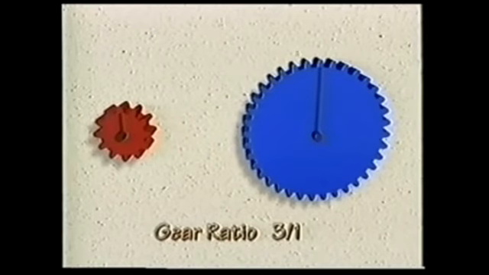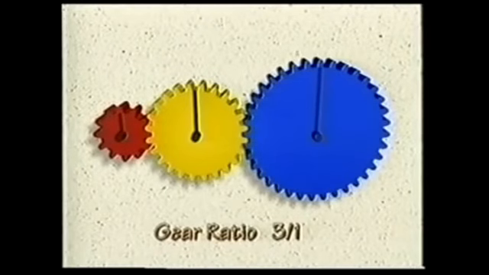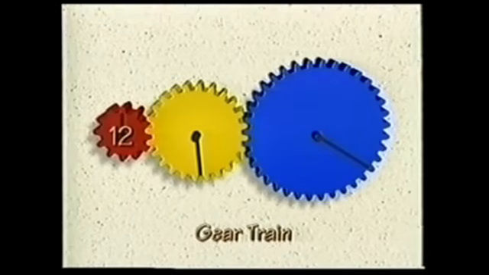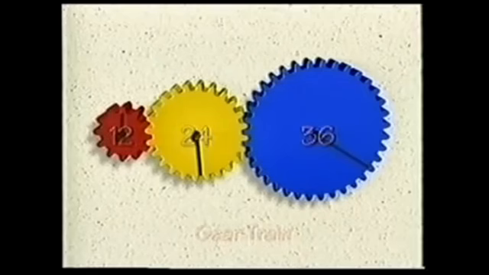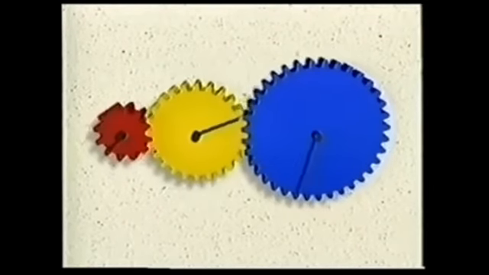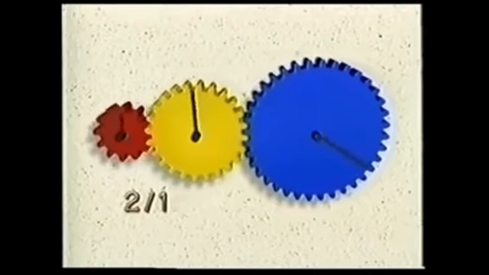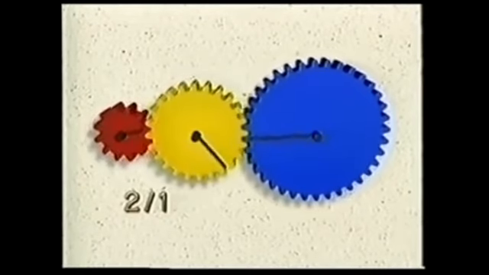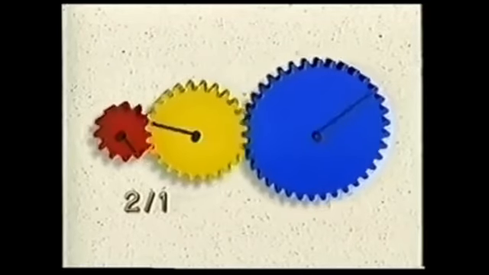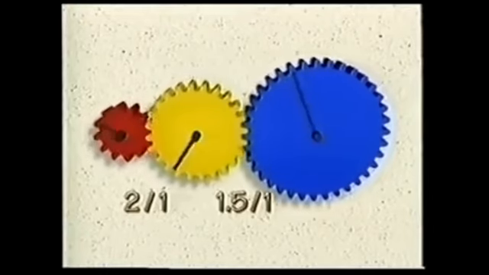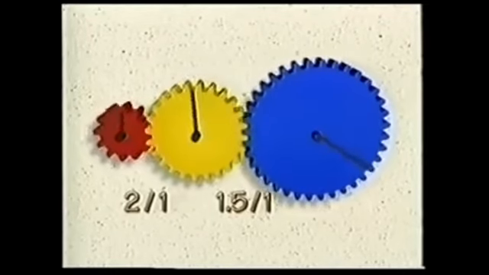If we want the blue gear to rotate in the same direction as the red gear, we can add an additional gear. Now, this is called a gear train. This gear train consists of 12-tooth, 24-tooth, and 36-tooth gears on 3 axles. As before, the small gear on the left turns twice for each turn of the middle gear, for a 2 to 1 gear ratio. The middle gear turns 1.5 times for each turn of the blue gear on the right, giving a 1.5 gear ratio between the yellow and blue gears.